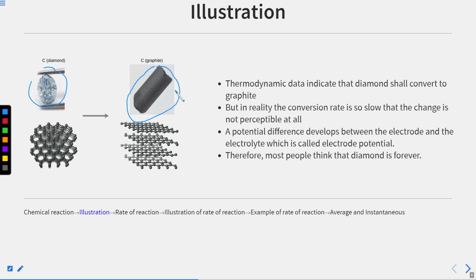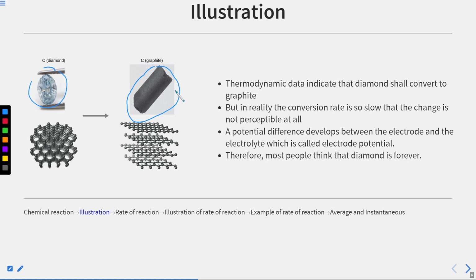Now, thermodynamic data indicate that this reaction is feasible. First of all, it is feasible. But I have only said feasible. This reaction will happen spontaneously, but I have not mentioned any rate. So it is possible that this reaction may take a very long time.